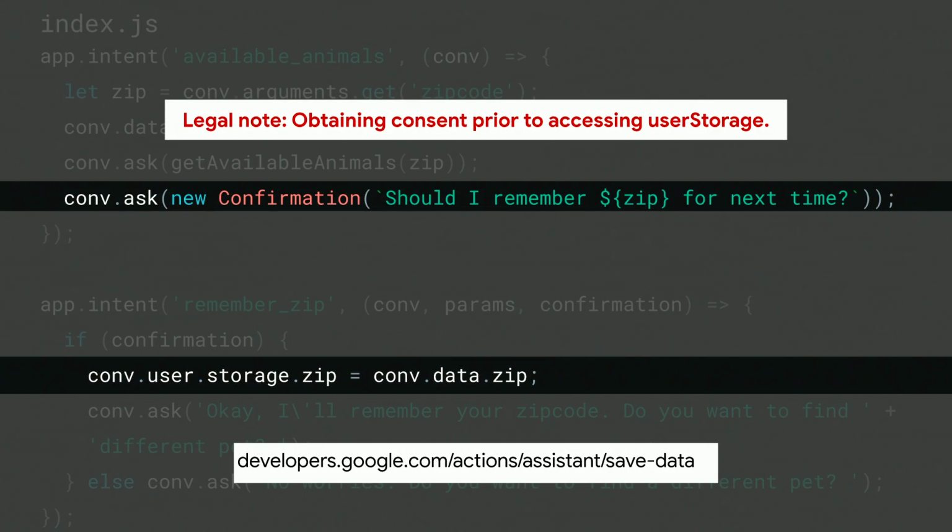So just want to note that whenever you're accessing user storage, if you are in countries that have regulations that require developers to obtain consent when obtaining user information, you must use the confirmation helper when it comes to that. So if you operate in these countries that have these restrictions, please take note of that.